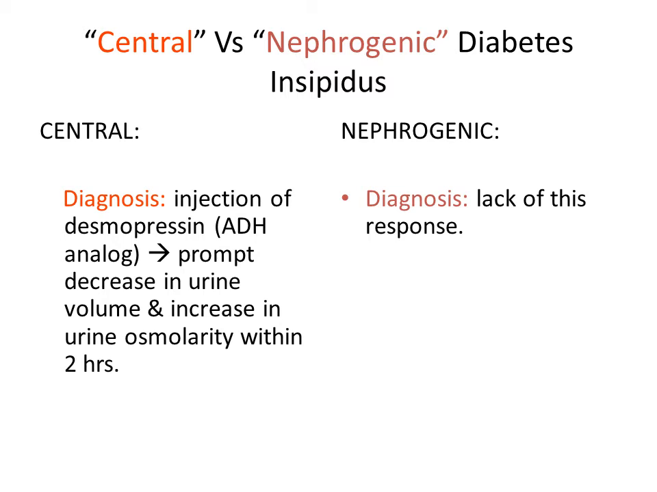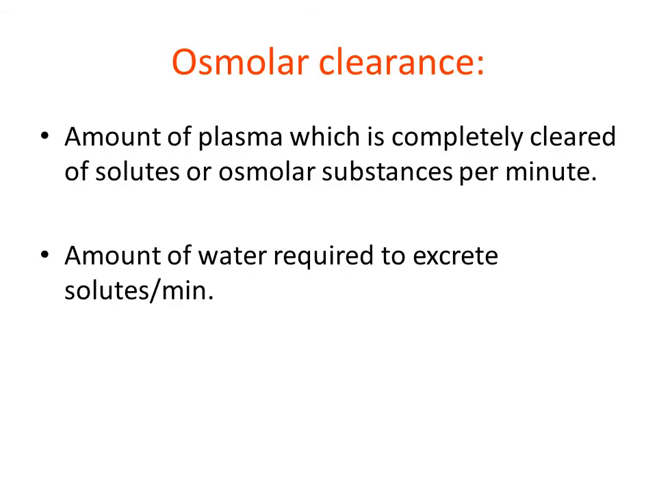How are central and nephrogenic diabetes insipidus diagnosed? In case of central diabetes insipidus, the injection of desmopressin will cause a decrease in urine volume and an increase in urine osmolarity within about 2 hours, while there will be a lack of response in case of nephrogenic diabetes insipidus.